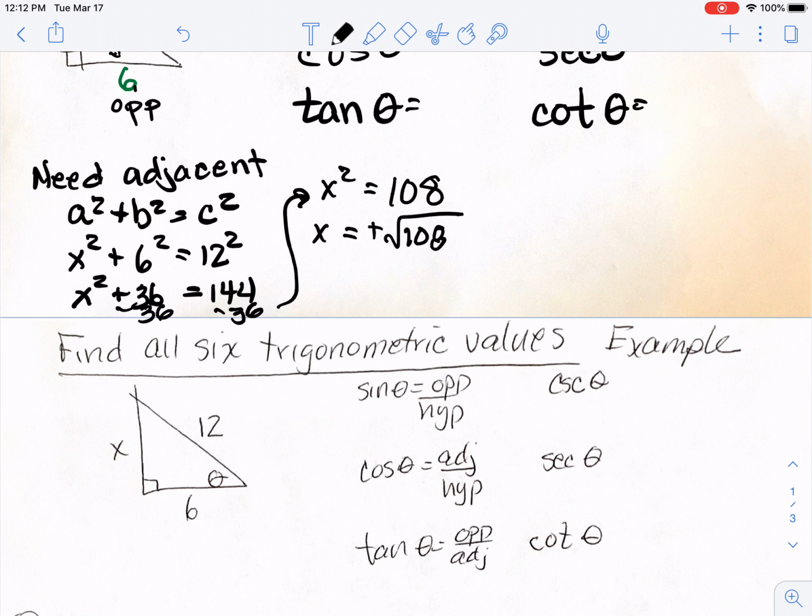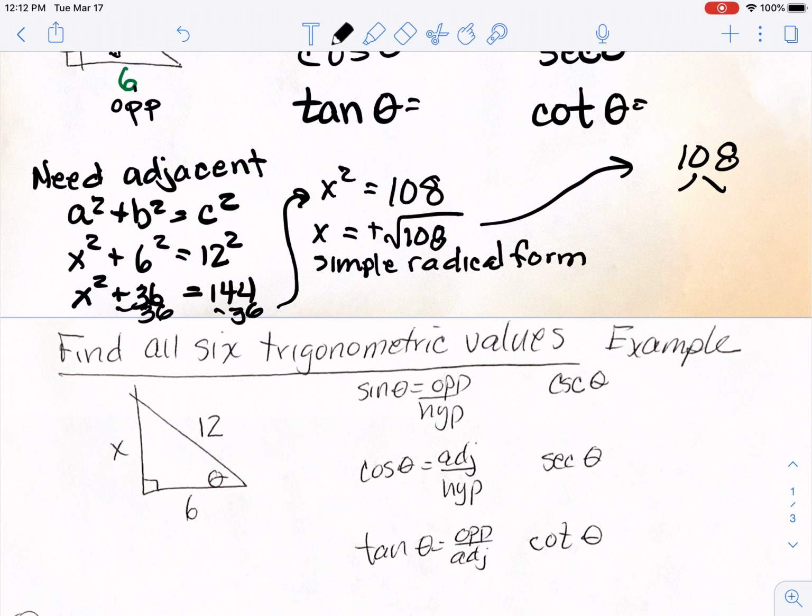Now I want to put this in simple radical form. Yay, simple radical form. You guys love this one, right? So to go to simple radical form, I'm going to take my 108. I'm going to put it in a factor tree. It's an even number, so I'm going to go 2, half of 10 is 5, half of 8 is 4. That's even, so I can do it again. I got 2 and 27. 27 is not even, so I'm going to try 3. I know 3 times 9 works, and 9 is 3 times 3.